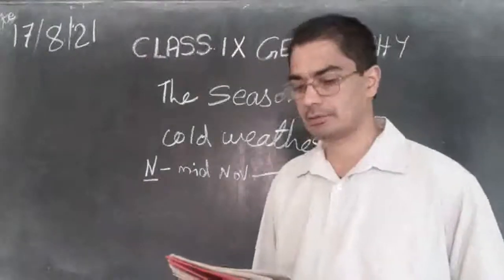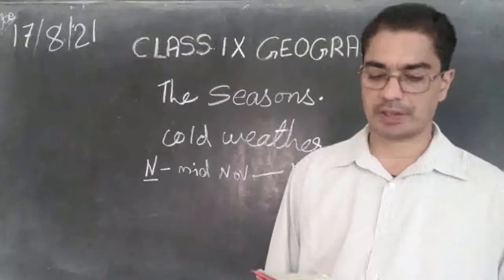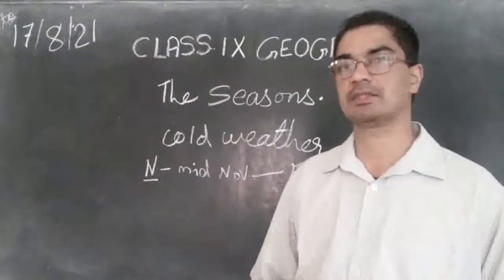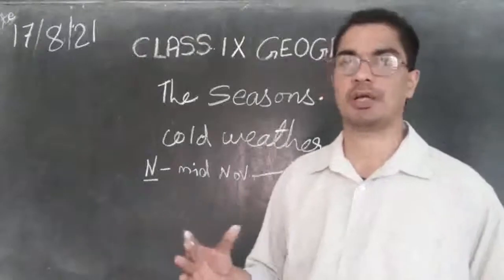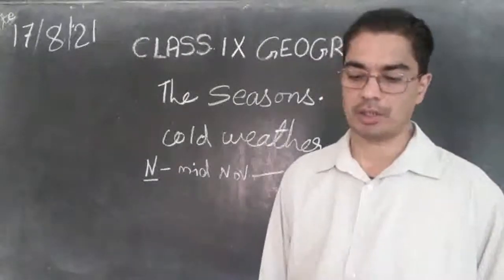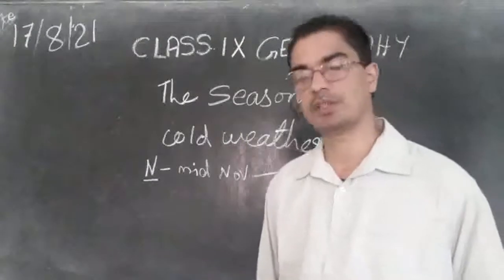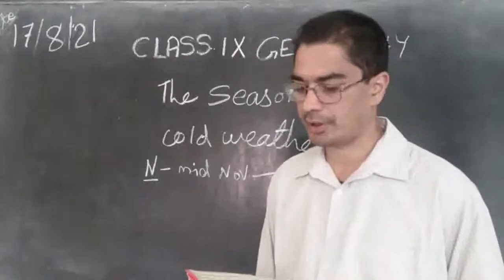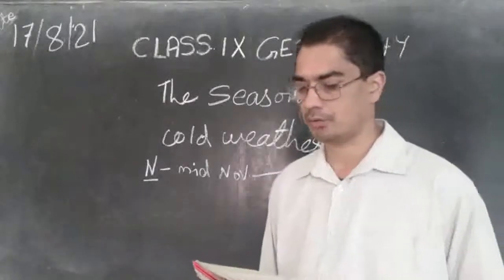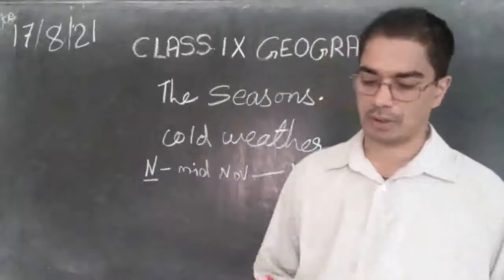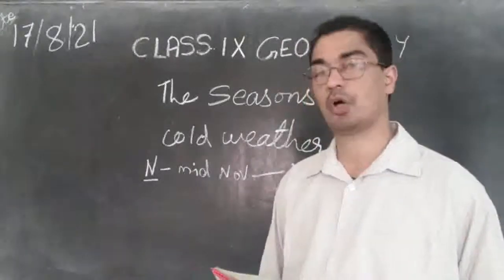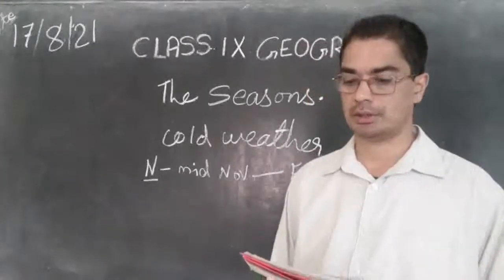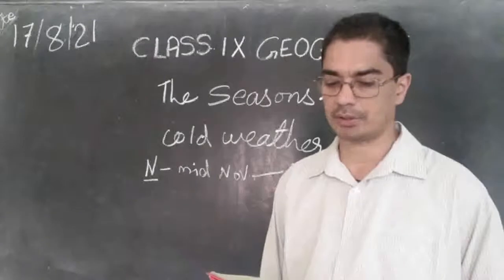Then during this season, the northeast trade winds prevail over the country. So during this season, the cold season, what is the wind that is blowing in our country? It is a northeast trade wind. What is this northeast trade wind? It is a very steady wind blowing from west to east. That is the type of wind that is called the northeast trade wind.